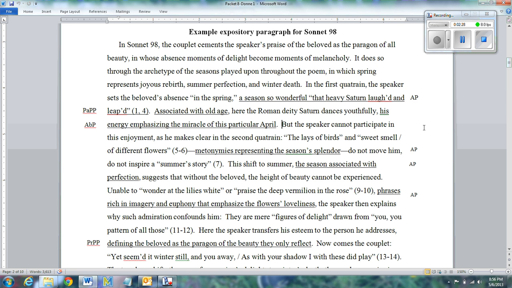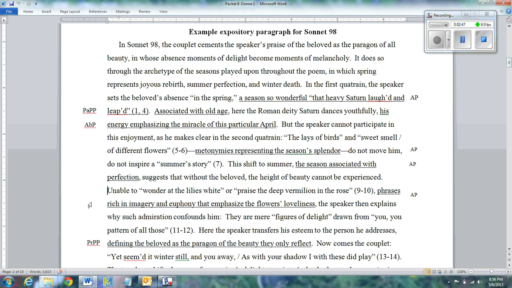The lays of birds and the sweet smell of different flowers, metonymies representing the season's splendor, do not move him, do not inspire a summer story. This shift to summer, the season associated with perfection, suggests that without the beloved, the height of beauty cannot be experienced.